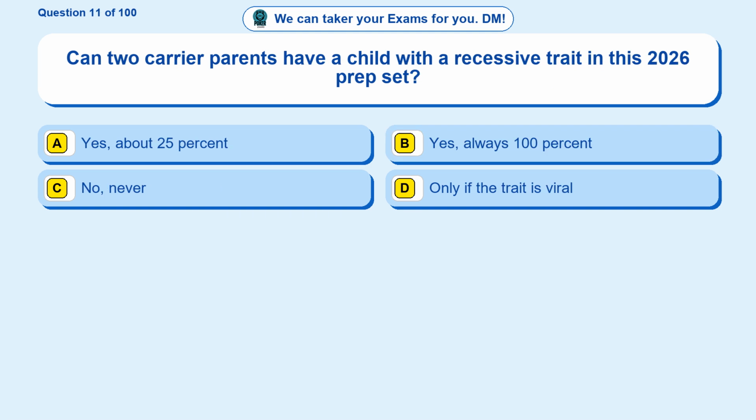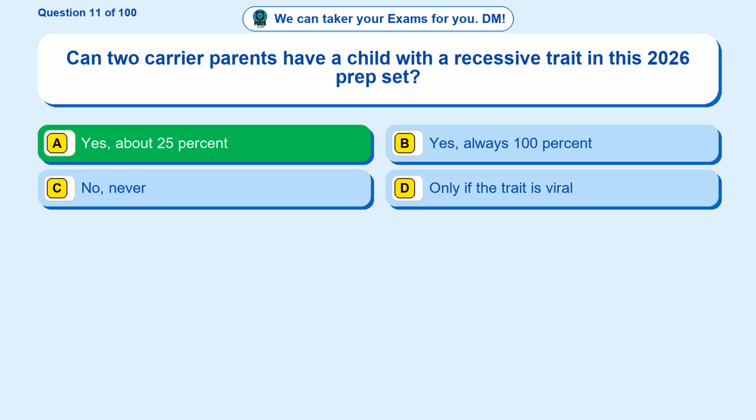Question 11. Can two carrier parents have a child with a recessive trait in this 2026 prep set? Option A, yes, about 25%. Option B, yes, always 100%. Option C, no, never. Option D, only if the trait is viral. The correct answer is option A.